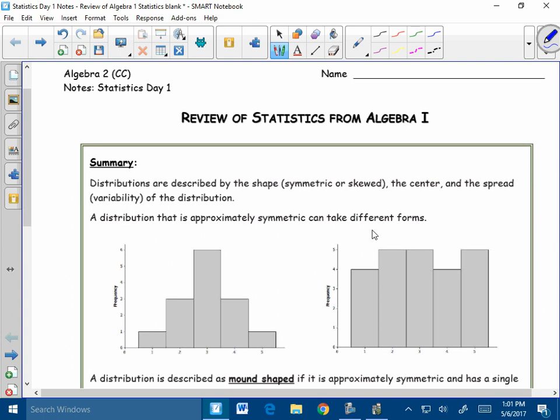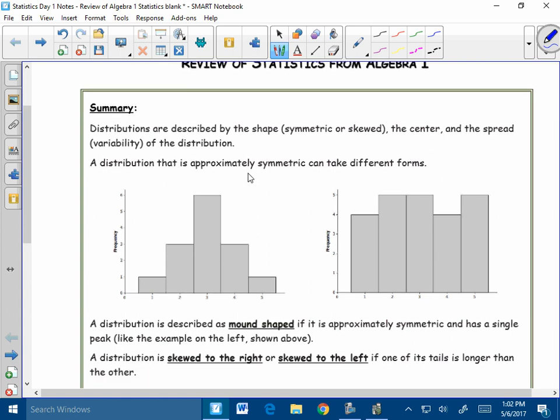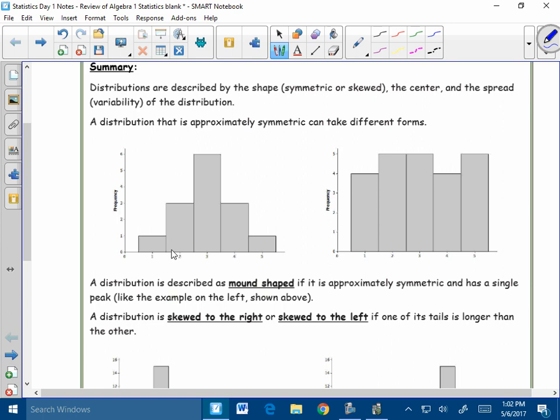So we're going to start by looking at some histograms, some bar graphs. It says distributions are described by the shape as being symmetric or skewed, the center, and the spread, which is the variability of the distribution. We'll talk about what all of those concepts mean. It says a distribution that is approximately symmetric can take different forms. So we have some examples of some symmetric distributions here.